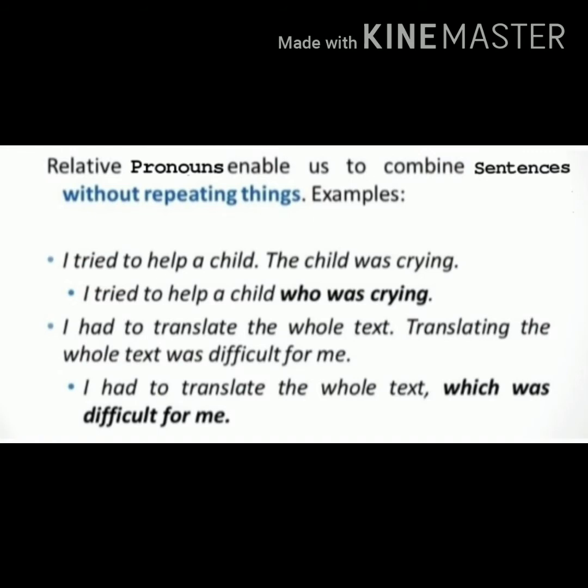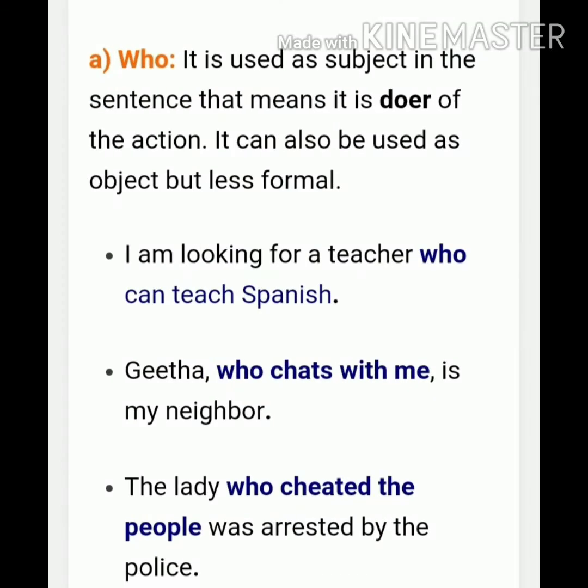The relative pronoun who is used for the subject. In the above sentence, the child was performing the action of crying. That's why the child is the subject, and that's why we have used the relative pronoun who. Similarly, in the next sentence, we use the pronoun which, and the sentence becomes, I had to translate the whole text, which was difficult for me. So, relative pronouns are used to join sentences which give more information about the same person or thing. Let's see how to use different relative pronouns.